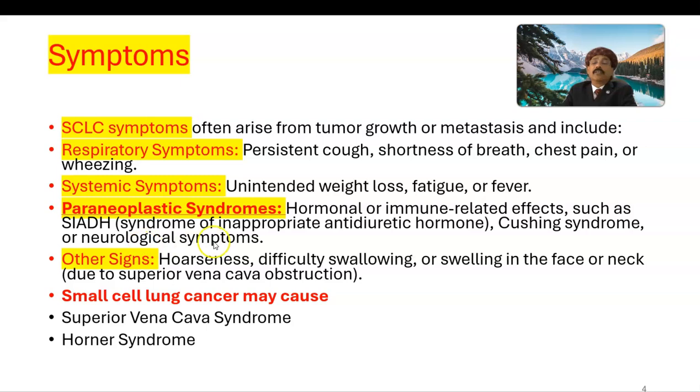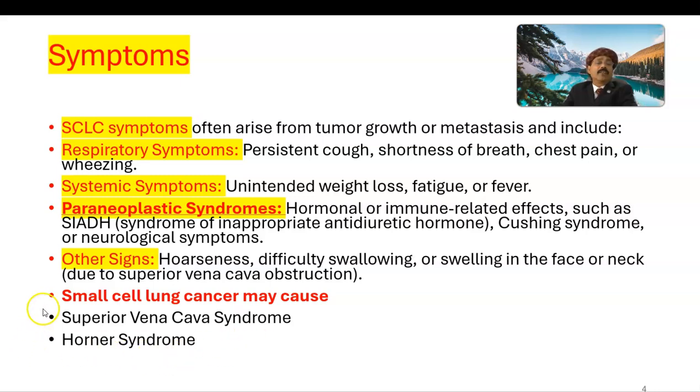or neurological symptoms. Other signs: hoarseness, because the cancer is usually in the central part of the chest and then spreads outside. If it involves the recurrent laryngeal nerve, then we get hoarseness of voice, difficulty swallowing, and swelling of the face or neck that may be due to superior vena cava syndrome.